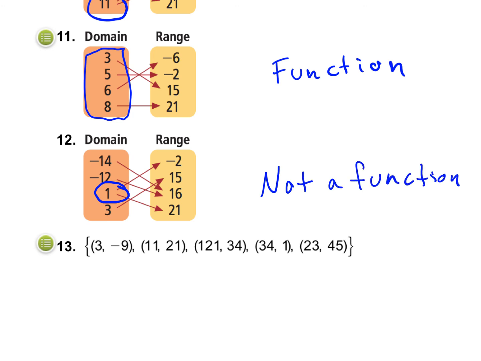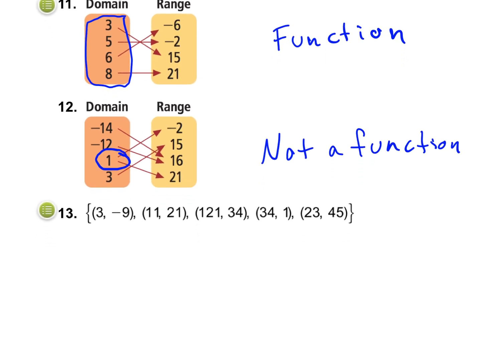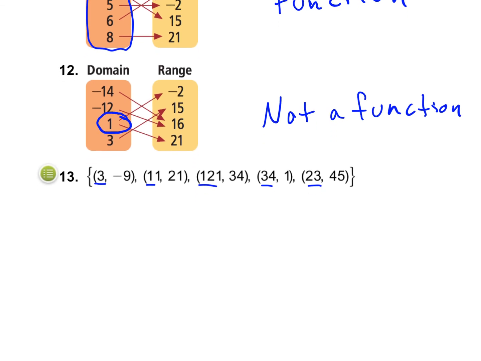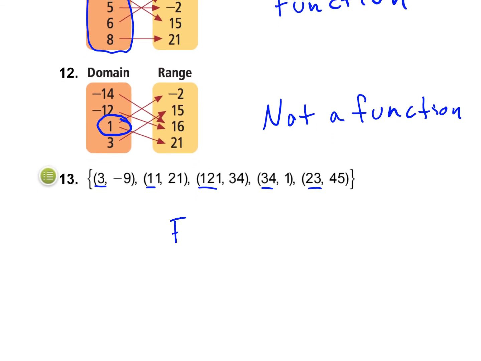For 13, we're doing the same thing, but it's just not written as domain and range. It's written as like our x and y coordinate pair, so we just have to make sure that we don't have any x values repeating. So I have 3, 11, 21, 34, 23. None of these numbers repeat, so this would be a function.